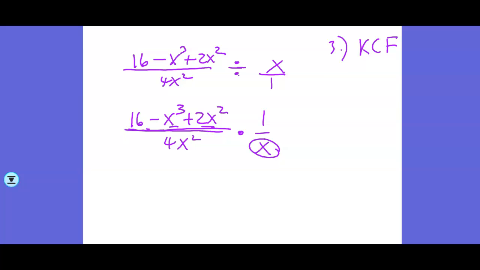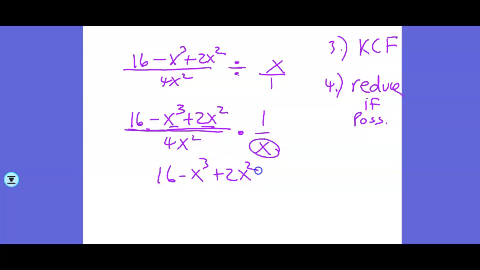We can't reduce, but the 4th step is to reduce usually. Reduce if possible. And so my final answer will be this, x minus x cubed plus 2x squared over what? Cubed. Why is it cubed? Yeah, those two get put together. All right, so there's your 4 steps.